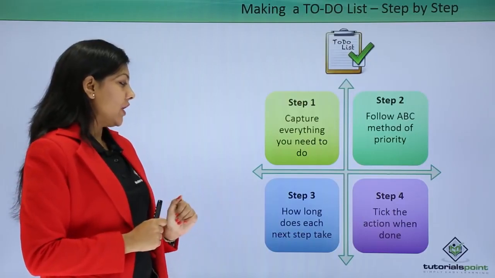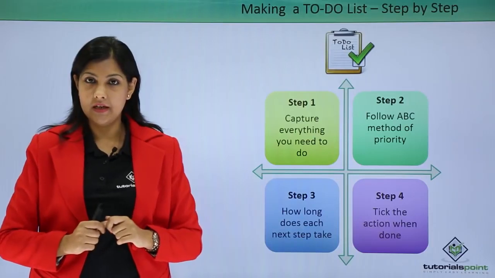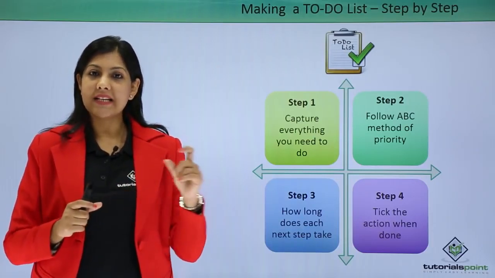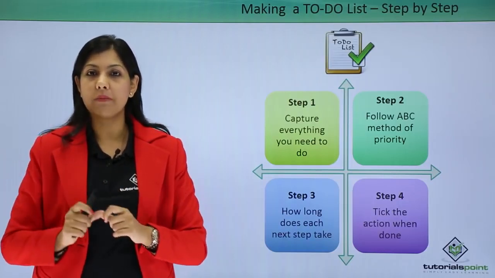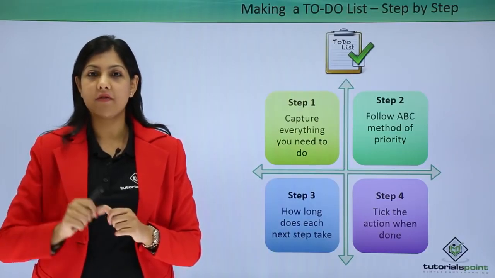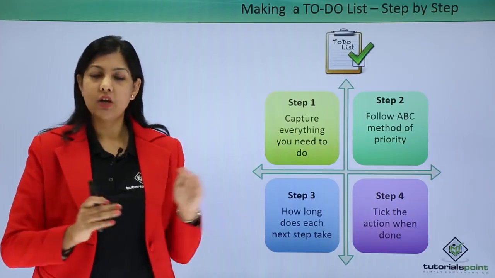Step 3 is you need to write down how long each and every task takes. Try to understand that each task needs some time that you need to give to that particular task. So what is the time you want to give to that? You need to write it in front of that. If it's going to take an hour's time, half an hour's time, 2 hours' time, you need to write that down.